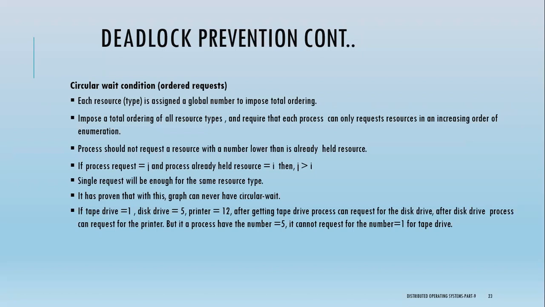Circular wait condition. Each resource is assigned a global number to impose total ordering. Impose a total ordering of all resource types and require that each process can only request resources in an increasing order of enumeration. A process should not request a resource with a number lower than an already held resource. If a process requests resource i and already holds resource i, then i must be greater than i. That is, a single request will be enough for the same resource type. It is proven that with this, the graph can never have a circular wait.